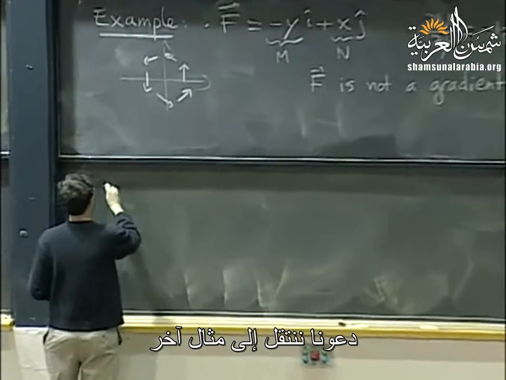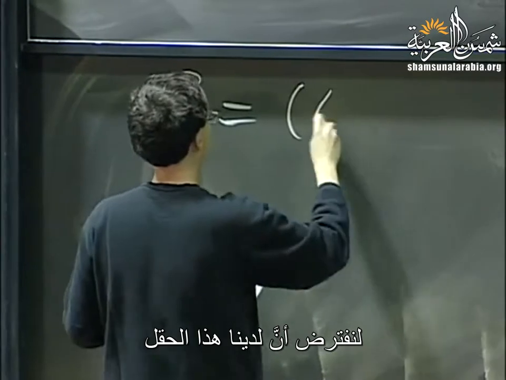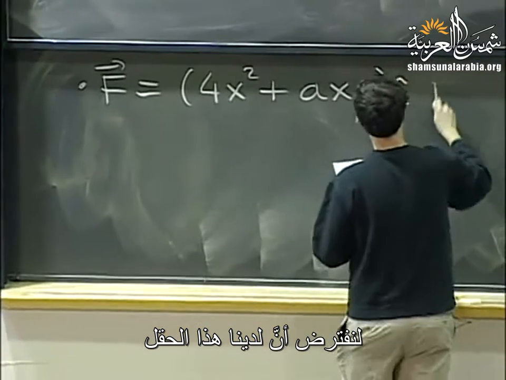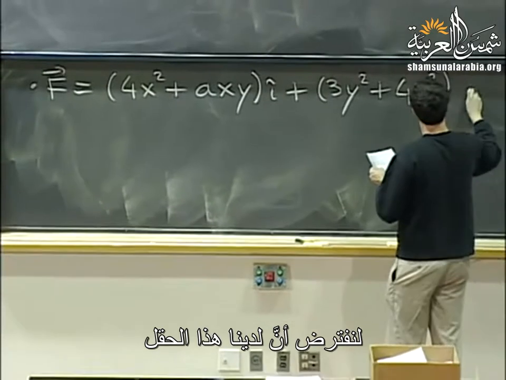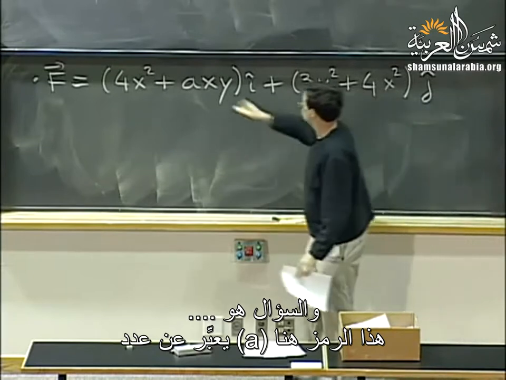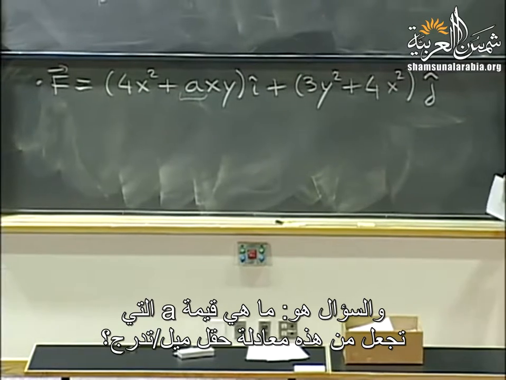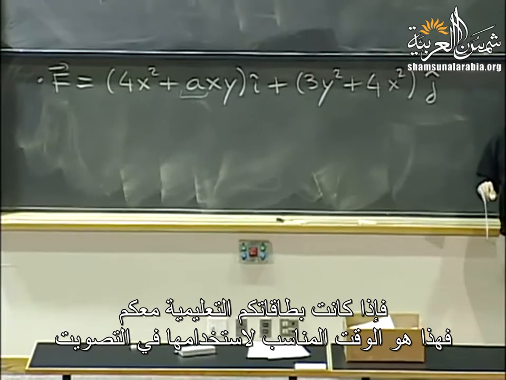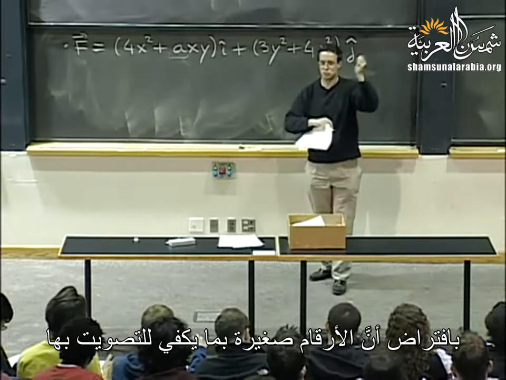Okay, let's do another example. So let's say that I give you this vector field, and the question is, so this A here is a number. For which value of A is this going to be possibly a gradient? If you have your flashcards, then that's a good time to use them to vote, assuming that the number is small enough to be made with them.